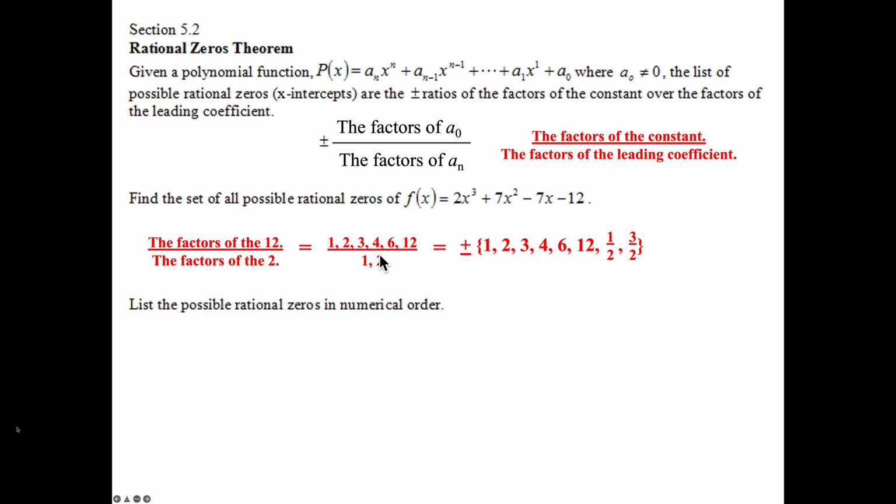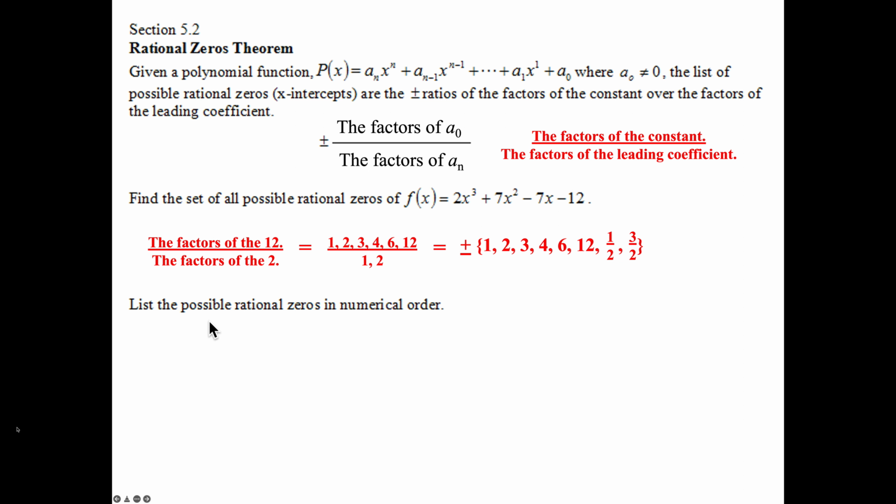Now your other factors down here may generate reducible fractions to answers you already have, and you don't have to list them again. So starting with the 1, 1 over 2, that's 1/2, I need it. 2 over 2, well that's a 1, I already have it. 3 over 2, that's 3/2, I don't have it, I need it. 4 over 2 reduces to 2, 6 over 2 reduces to 3, 12 over 2 reduces to 6. So this is my list of possible rational zeros.